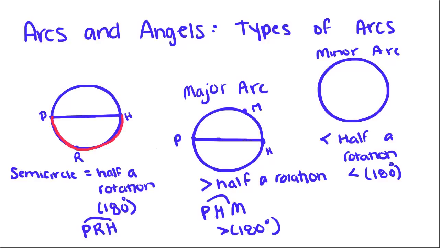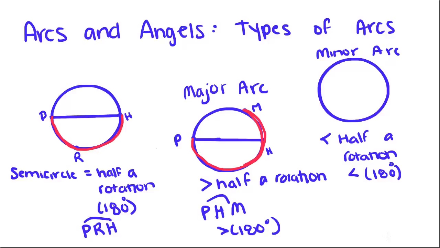A major arc is greater than half a rotation. So if I go to P to H to M, see how this arc is bigger than this semicircle arc? So that's called a major arc.